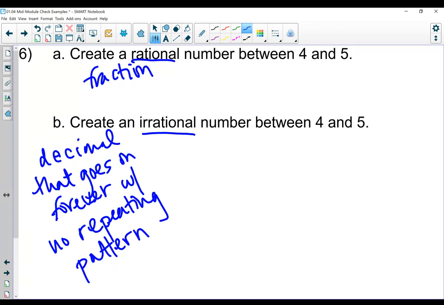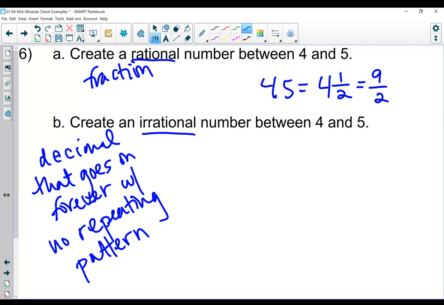So if I want to pick a number between 4 and 5, there's a lot of different numbers I could write down that would be rational. 4.5 seems like a pretty easy one. And I could even change and make that an improper fraction. If I have 4 and 1/2, 4 times 2 is 8, plus 1 would be 9/2. So that would be a rational number between 4 and 5. I could even write it as a decimal. I could write down 4.5. Any of those would be good answers.